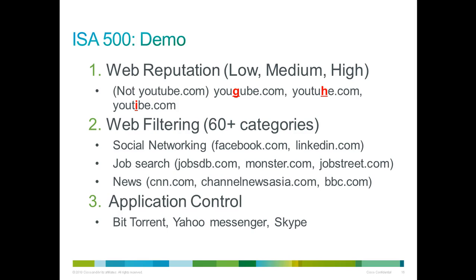The second one is web filtering. We have 60 plus categories. I will block some of the categories such as social networking, job search, and news. And the third one, what we call application control. We are going to block some of the non-business applications such as BitTorrent, Yahoo Messenger, and Skype.